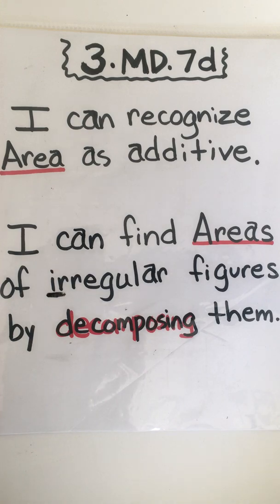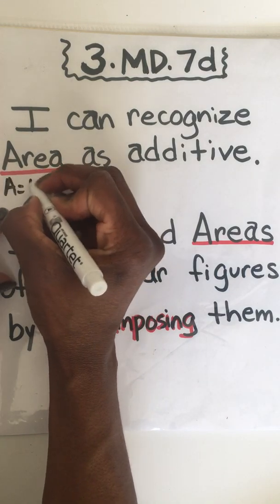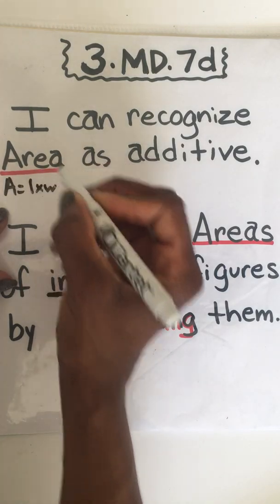An area, as you know, is the amount of space an object takes up on the inside of the figure. The formula we use for area is A equals the length times its width. So I'll just write that right here. A equals length times width.